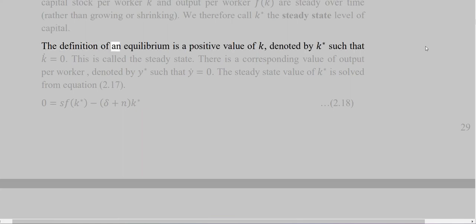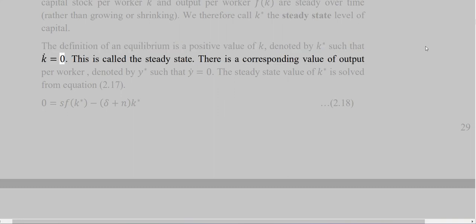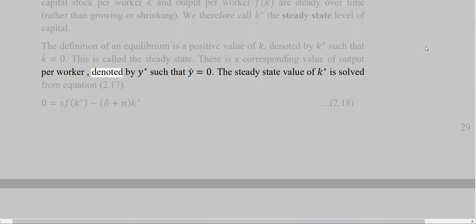The definition of an equilibrium is a positive value of k, denoted by k*, such that Δk equals zero. This is called the steady state. There is a corresponding value of output per worker, denoted by y*, such that Δy equals zero. The steady state value of k* is solved from equation 2.17: 0 = sf(k*) − (δ + n)k*, equation 2.18.